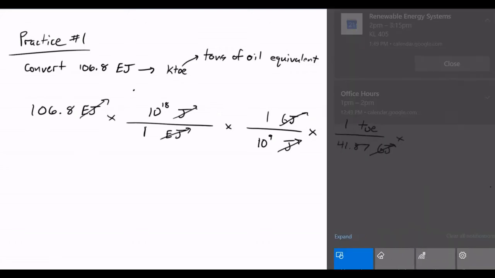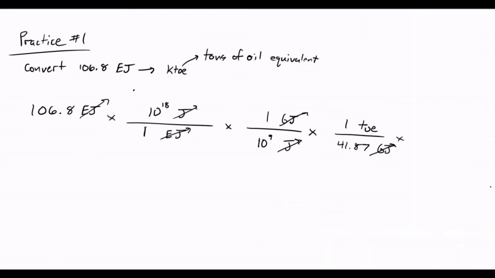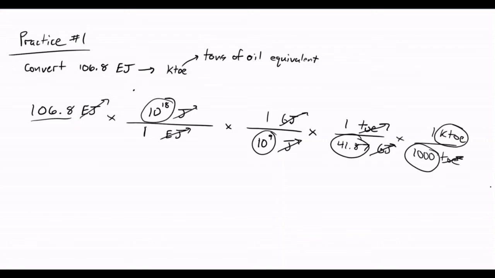So we need the toe to cancel with toe. And we know that there are 1,000 tons of oil equivalent in 1 kilotoe. So those cancel, and we're left with the units of kilotoe. So now we take this number, multiply it by 10 to the 18th, and divide by 10 to the 9th, 41.87, and 1,000. And when you do that, you get 2,550,752 kilotoe.